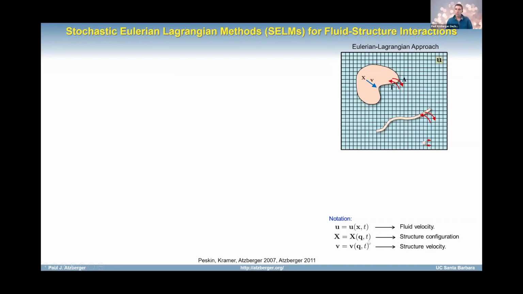X of q, t will be the structure degrees of freedom. I'll just be parameterizing a material point of whatever my structure is. It could be a point particle, it could be a polymer, or even a spatially extended elastic body. I'll label the material points by this abstract variable q. But X anyway will be the location of that material point at time t, and V will be the associated velocity of that material point at time t.